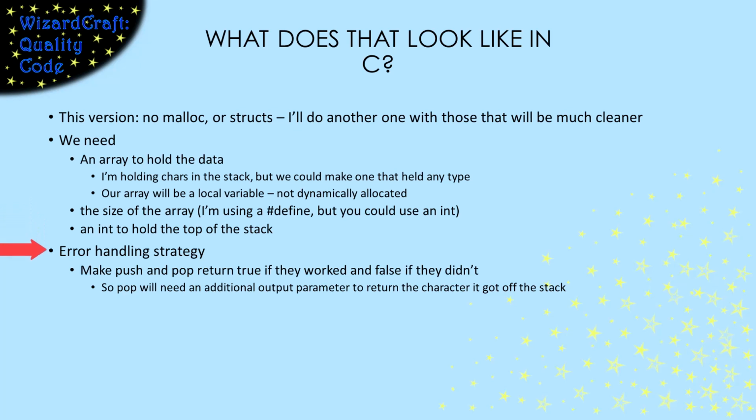The big challenge with the C implementation is how do we let the callers of push and pop know if their requests were unable to be fulfilled? For example, what do we do if someone tries to pop a character from a stack that's empty? My strategy for handling those things consistently is that push and pop will return a Boolean, true if they worked and false if they didn't. That means, compared to the general solution I gave in the previous video, pop will now need an extra output parameter to give back the value that it popped.